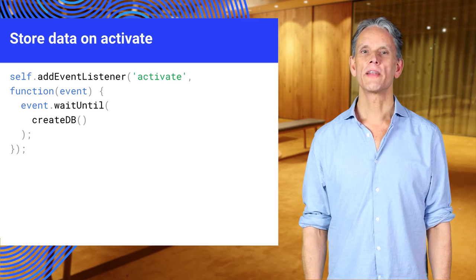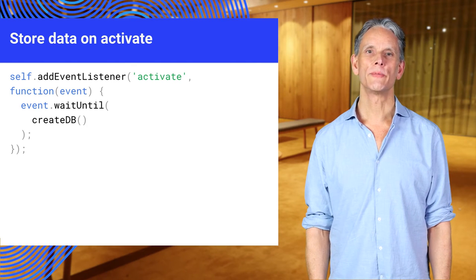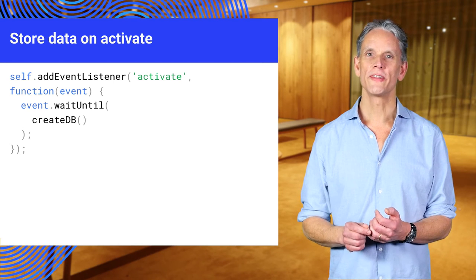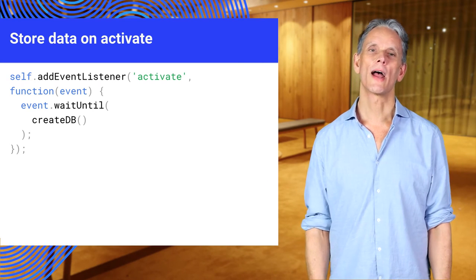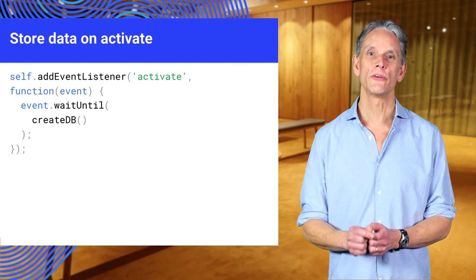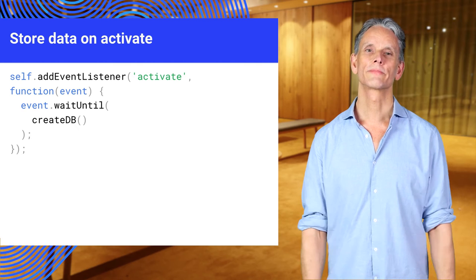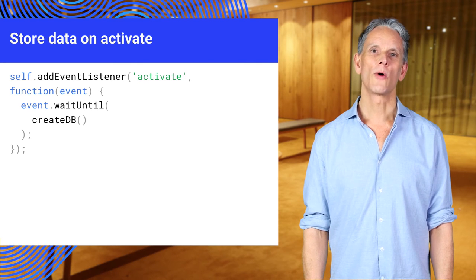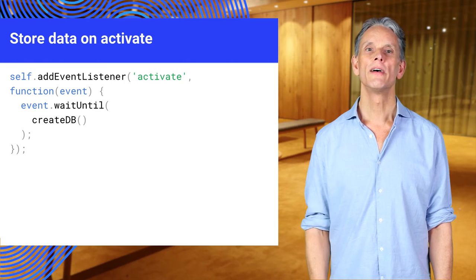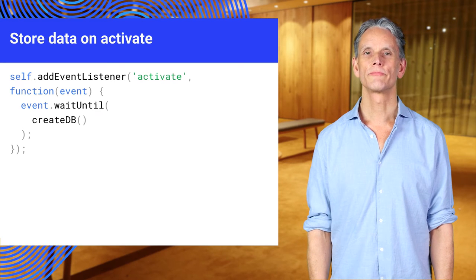Now, the activate event is a good place to create an IDB database. Point one, you don't want to create it more often than needed, for efficiency's sake. And point two, doing that during installation could cause issues with the existing service worker. Note that event.waitUntil ensures that the service worker does not terminate preemptively during async actions.